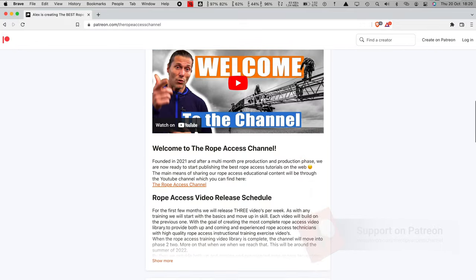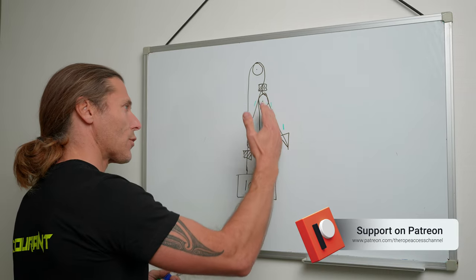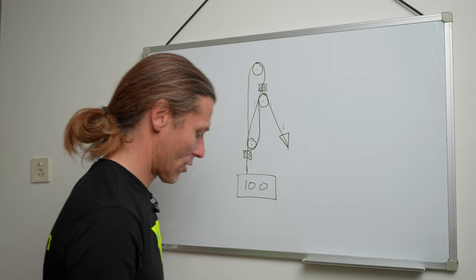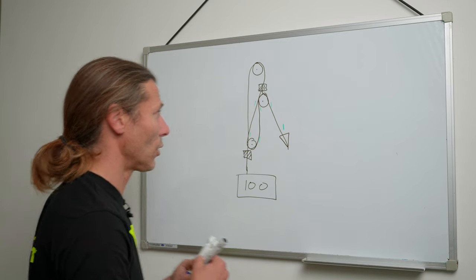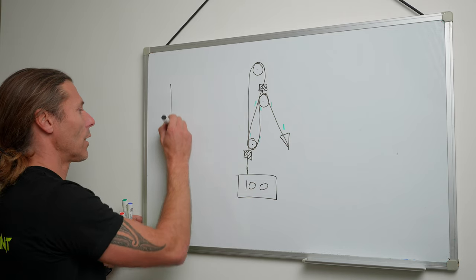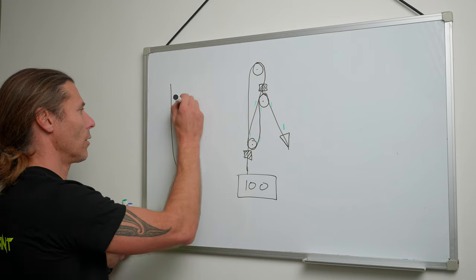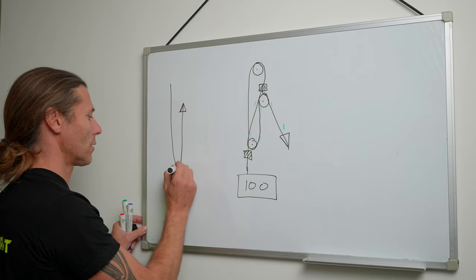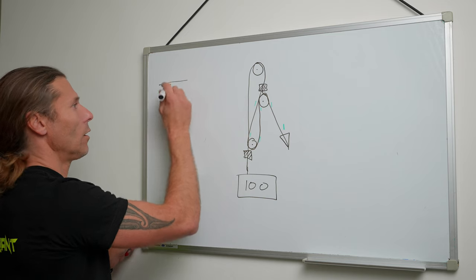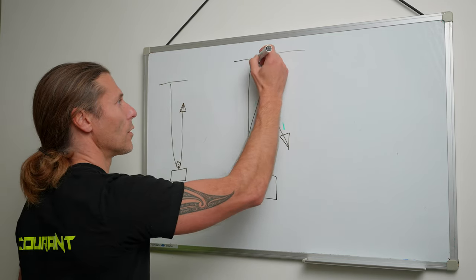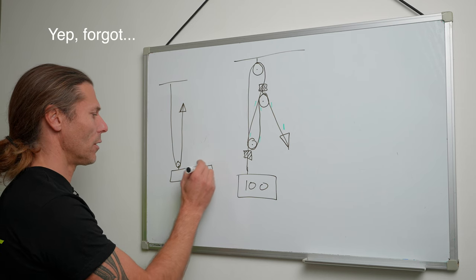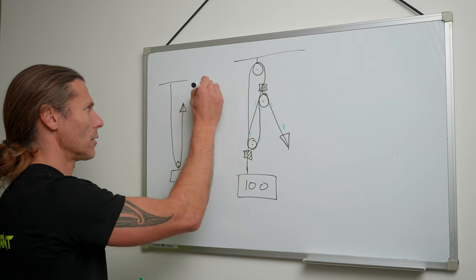Enjoy the video. Where the tension travels through the system and encounters a pulley, we need to start adding things. And we can translate that back to what we saw in the very first video, where we have our load. And we go like this. Oh, I forgot the anchor point. Now it's suspended.